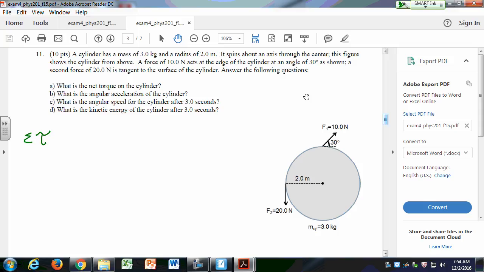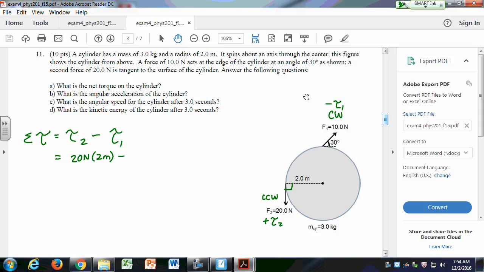Force 1 causes a clockwise torque, so it's a negative torque 1. This one causes a counterclockwise torque, so it's a positive torque 2. So the net torque will be torque 2 minus torque 1. I'm just adding them up, and torque 1 is negative because it's clockwise. This is equal to torque 2, which is 20 newtons times 2 meters. The angle between these is 90 degrees, and the sine of 90 is 1.